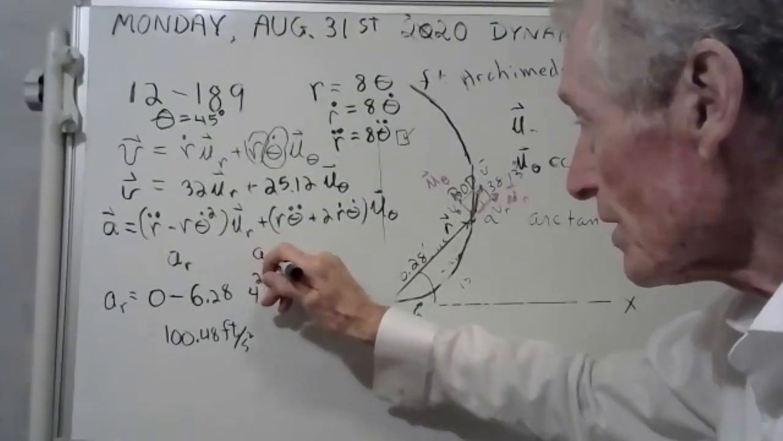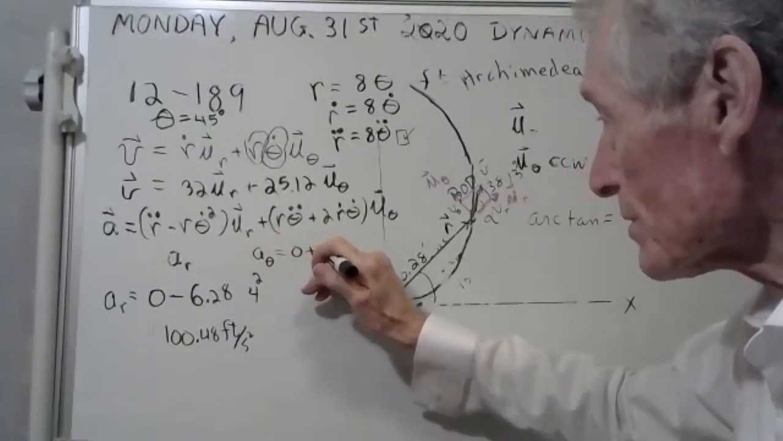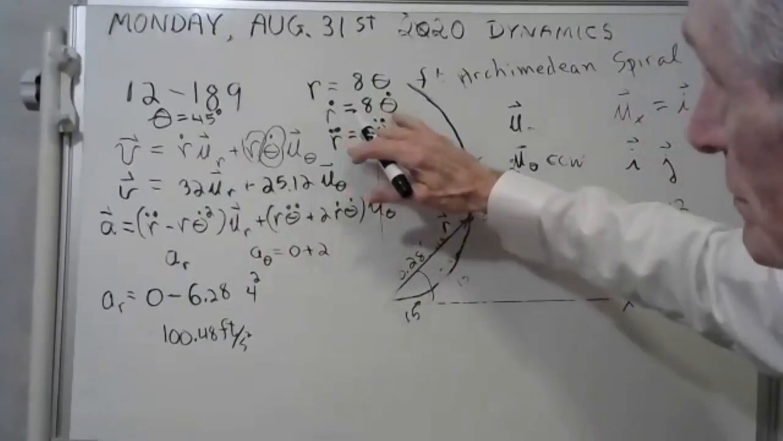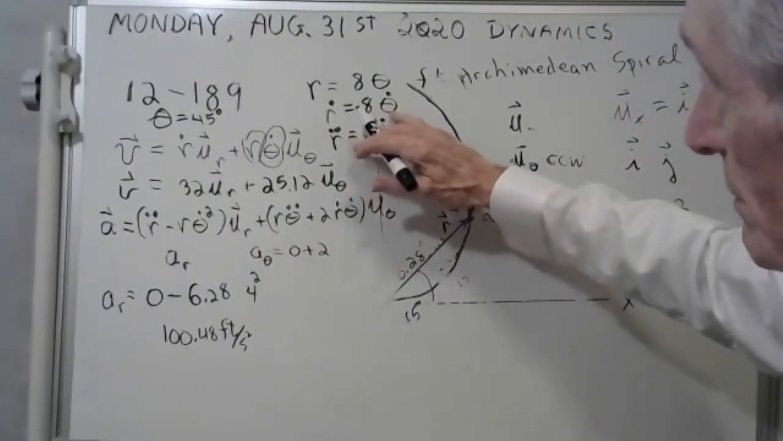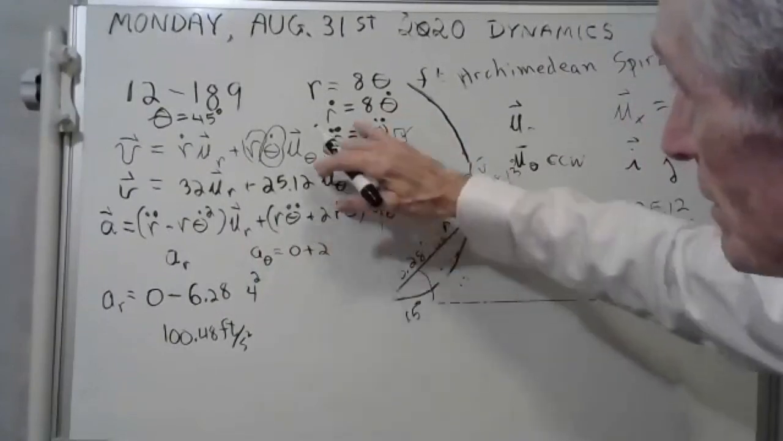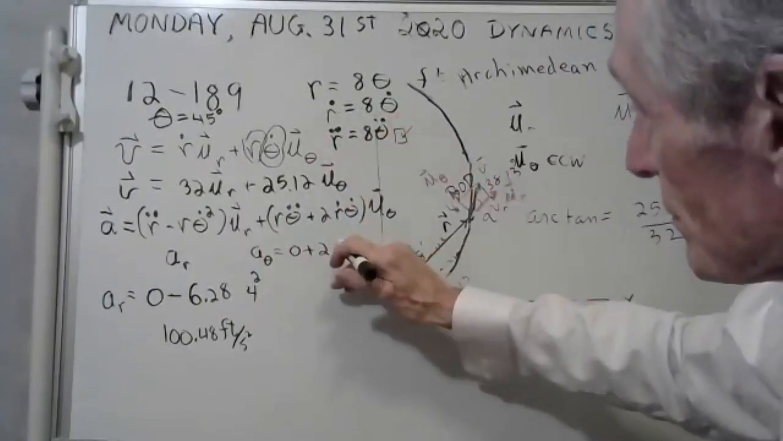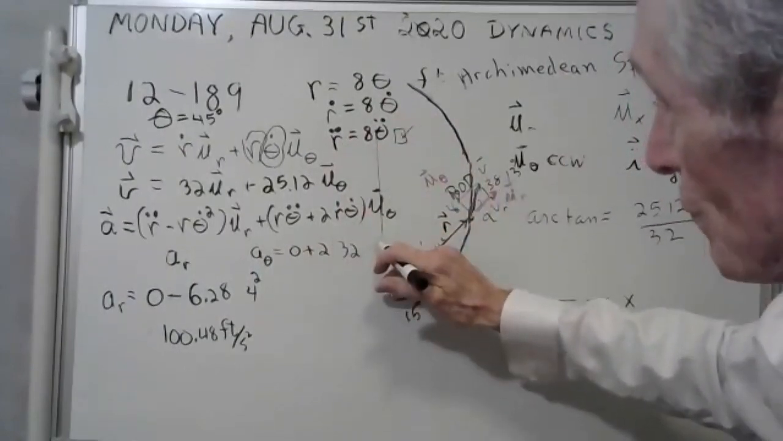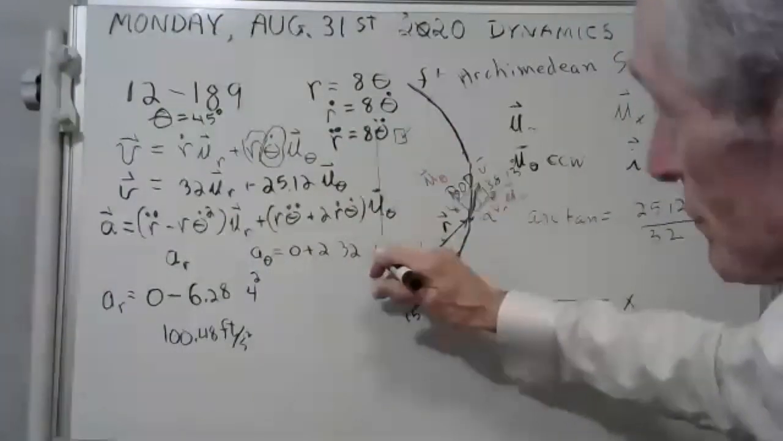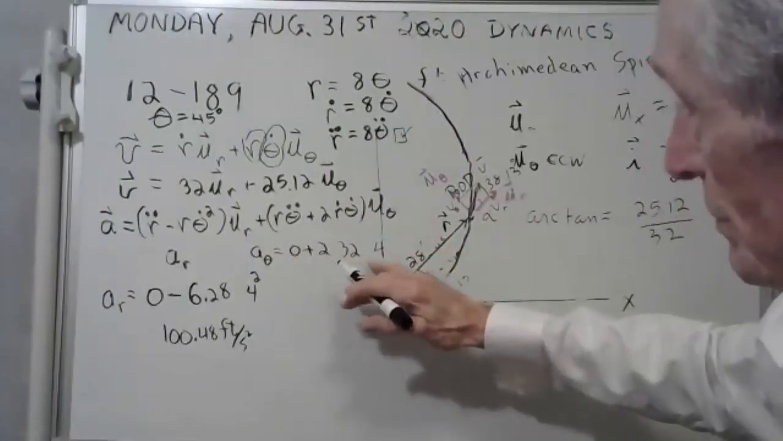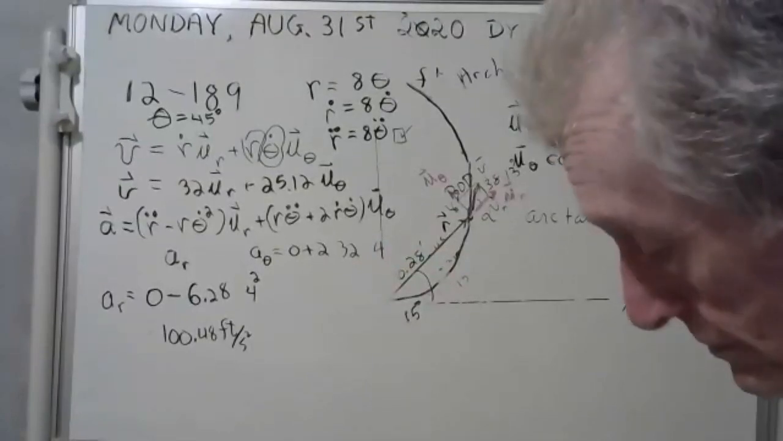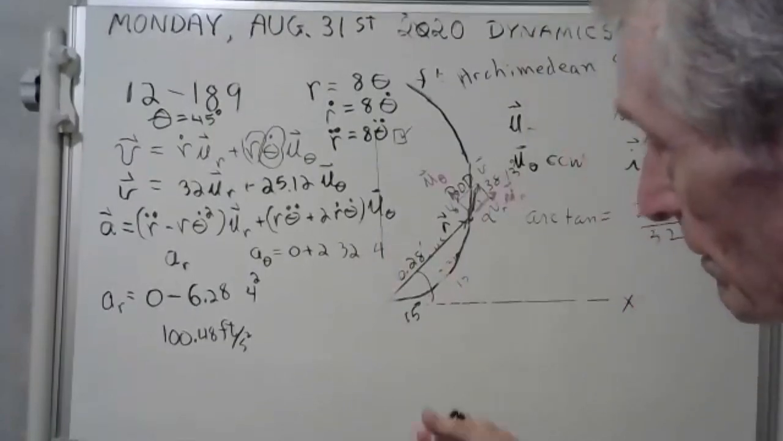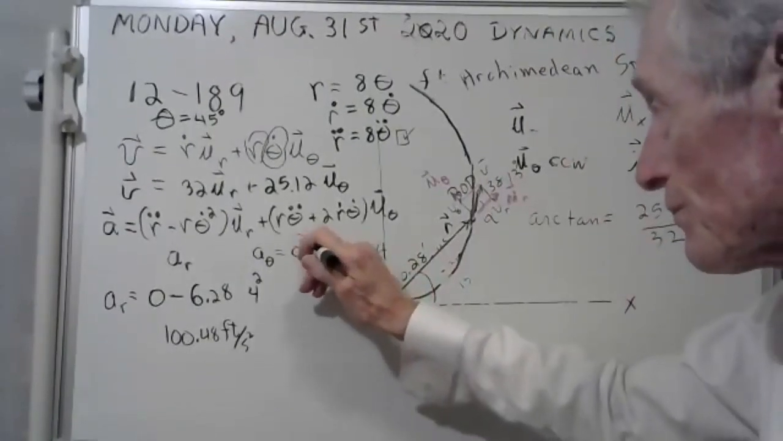So the transverse component is going to be 0 plus 2 times, well, we know what 8 times 4 is. I can do that in my head. 2 times R dot. Isn't that 32? Yeah. Times theta dot's 4, isn't it? Or is it 0.4? No, it's 4. Well, what's 2 times 32 times 4? I don't know. But my calculator does. Holy cow, did you get 256?